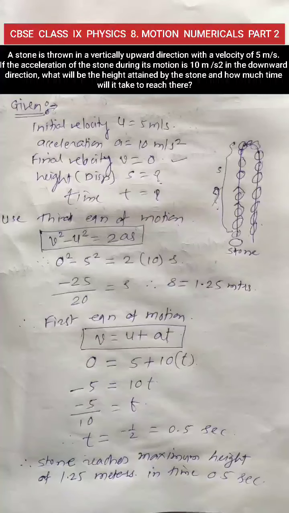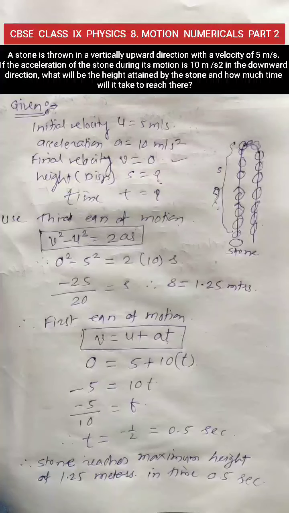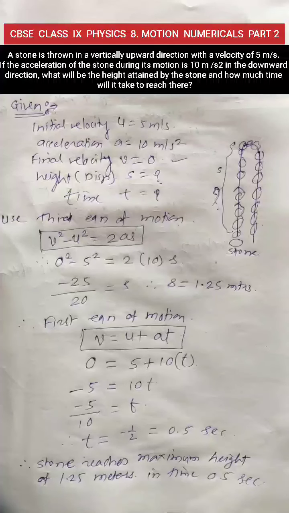Dear students, this is our question number 5. A stone is thrown vertically upward with a velocity of 5 meters per second. If the acceleration of the stone during its motion is 10 meters per second squared in the downward direction, what will be the height attained by the stone and how much time will it take to reach there?